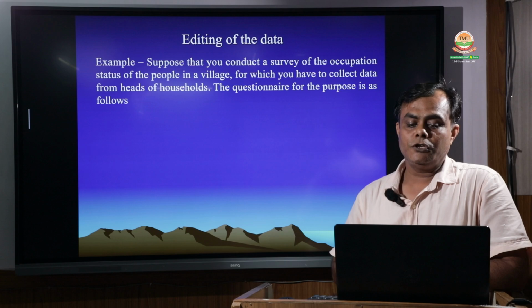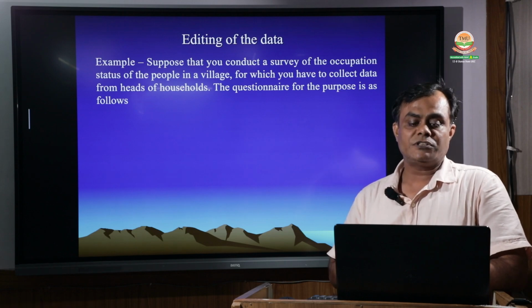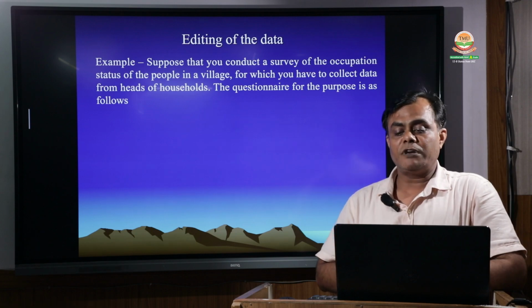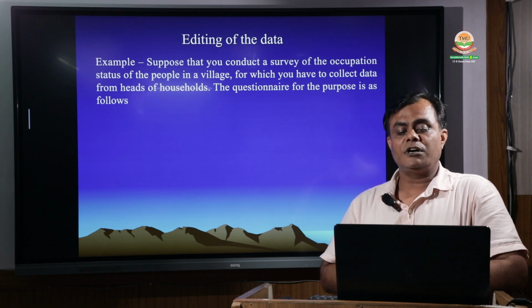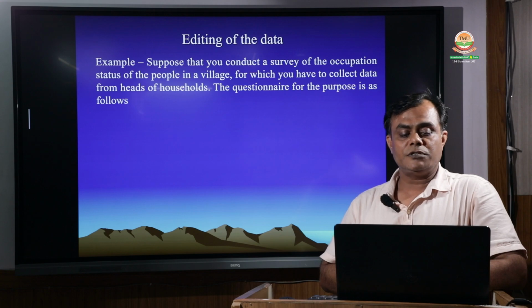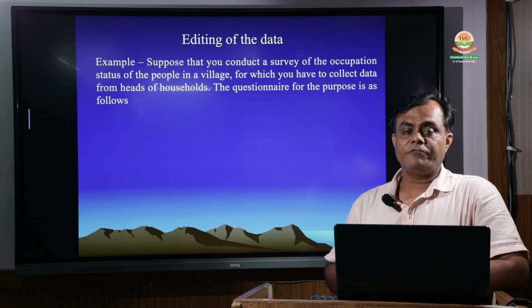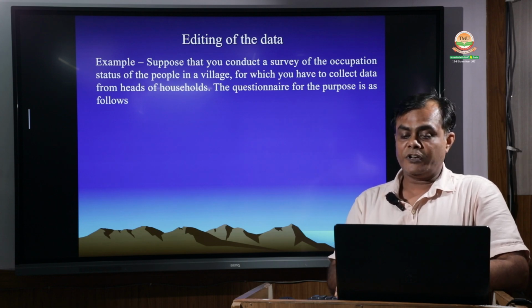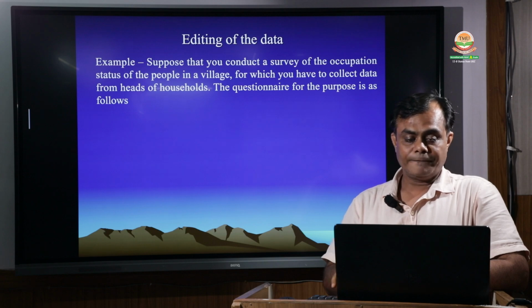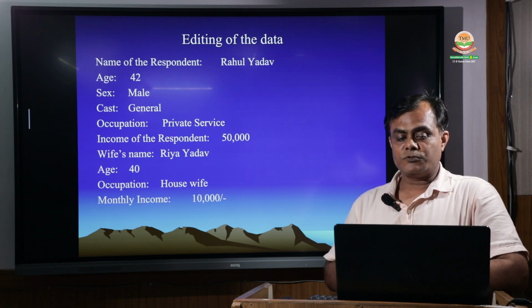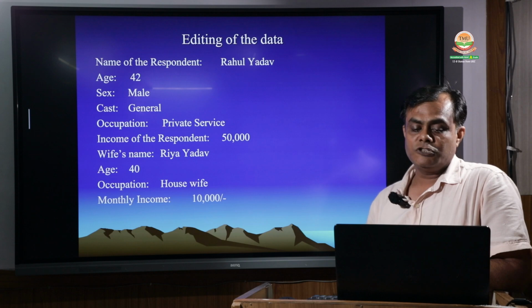Suppose that you conduct a survey on the occupation status of the people in a village. For example, you have to collect data from the head of the house. The questionnaire for the purpose is as follows. So you want to collect data on occupation status, and for this you concern the head of the family in the village, and you are preparing a questionnaire for that. Here are some examples of how you prepare it.